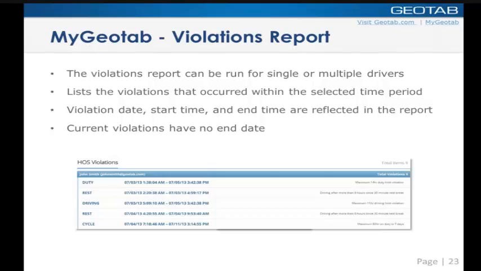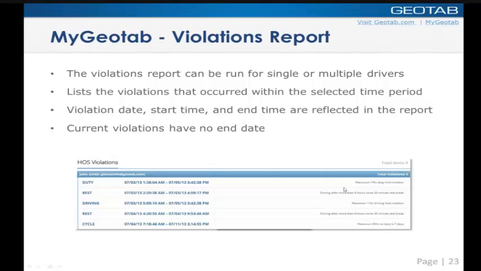So if I'm looking at a violations report, this can be run for the entire fleet of drivers, or I can run it just for my guy John Smith. I want to see what violations he had, and just like in any other Geotab report, you go to the options button, select the date range, which drivers or group of drivers, click apply, and it gives you back a report that looks like this. John Smith had a duty violation.